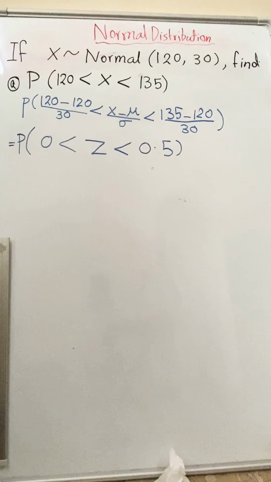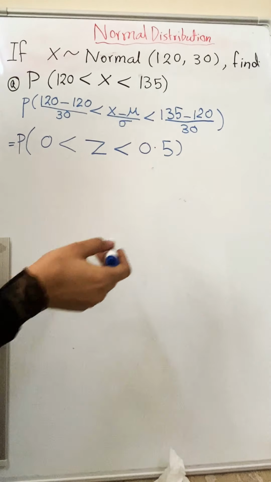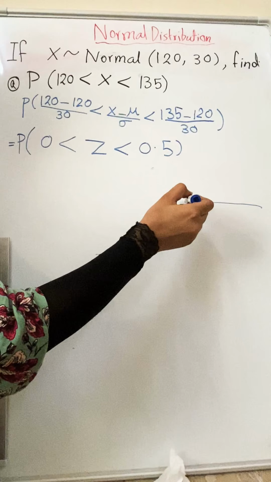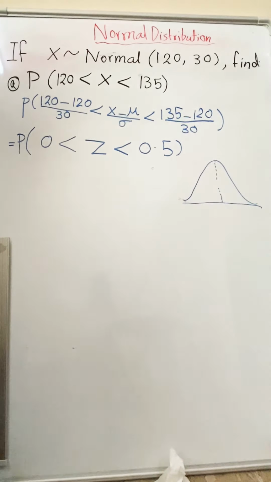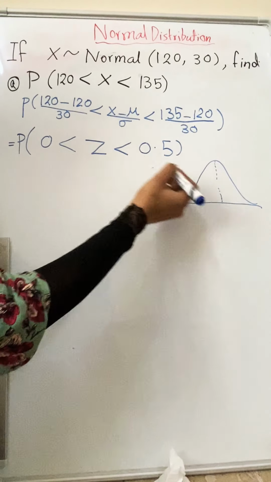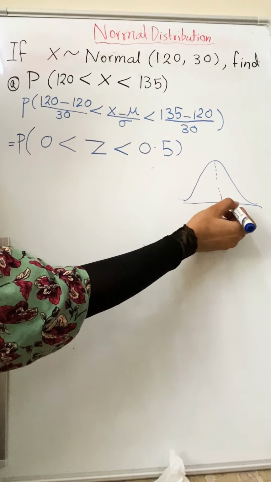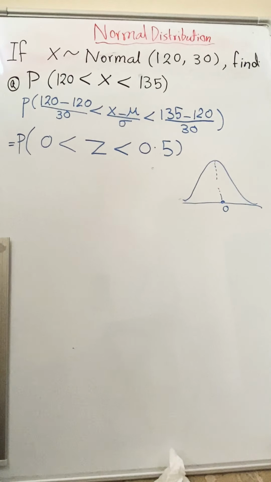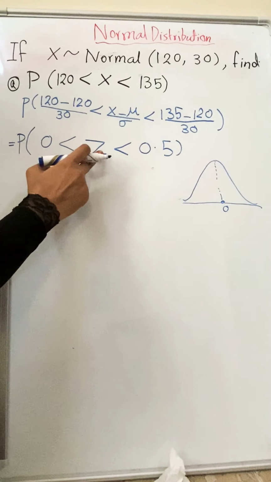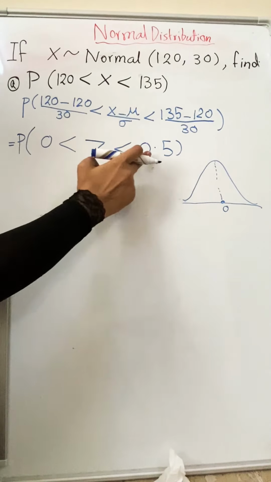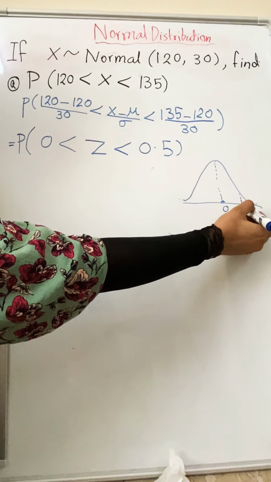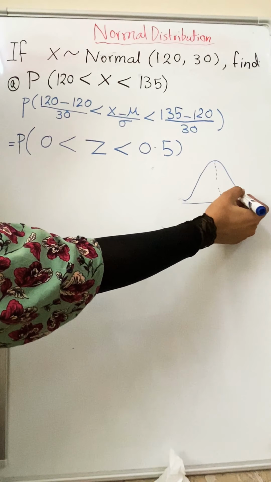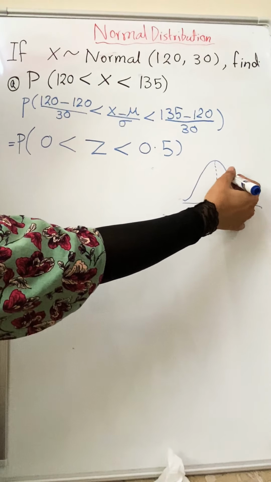So it means find the area from the standard normal table. What we know about the standard normal table is that the mean is equal to 0. So in the middle it's always 0 when you convert your x to z. You need to find the probability that your z is between 0 and 0.5. So between 0 and 0.5 is a positive number, somewhere here. We want this probability, it means we want this area.